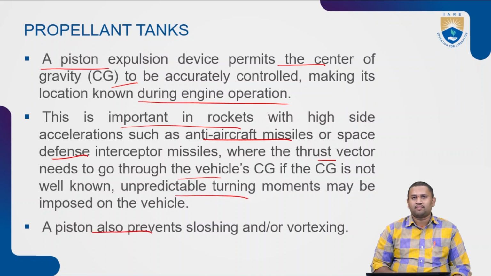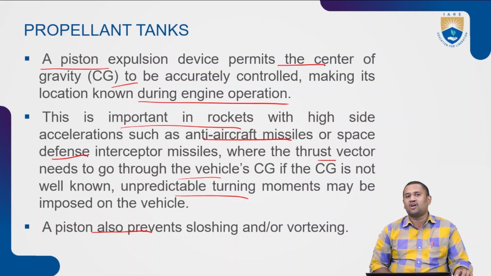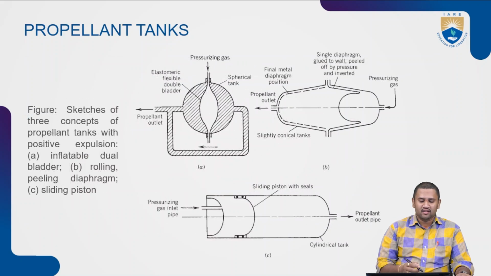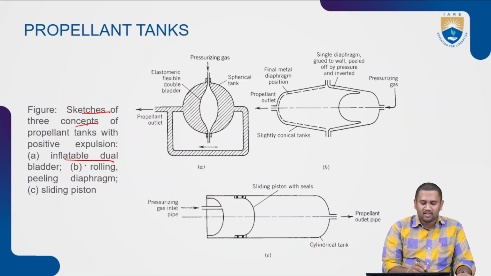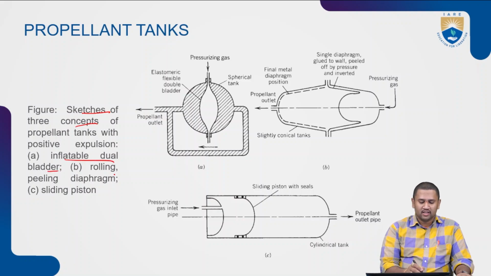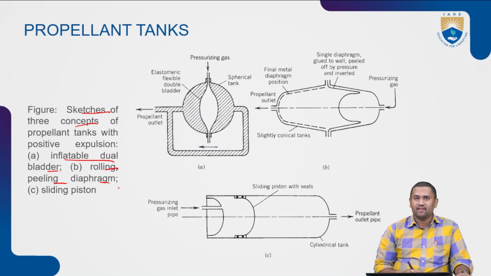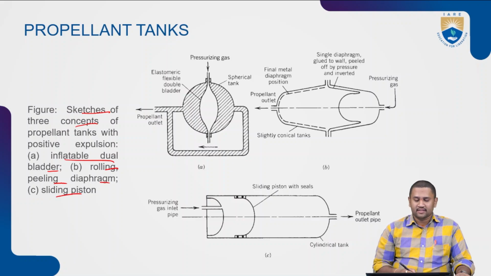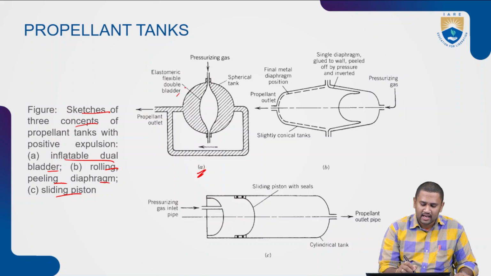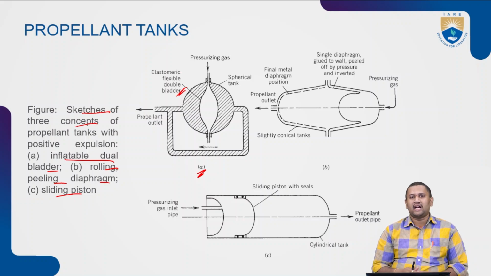So a piston provides the sloshing as well as the vortexing. These are simple sketches of three concepts for positive expulsion devices. The first one is the inflatable dual bladder, the second is the rolling peeling diaphragm, and the third is the sliding piston. Let us understand this. The first is a bladder, particularly an elastomeric bladder, created to expand when blown out, similar to a balloon.